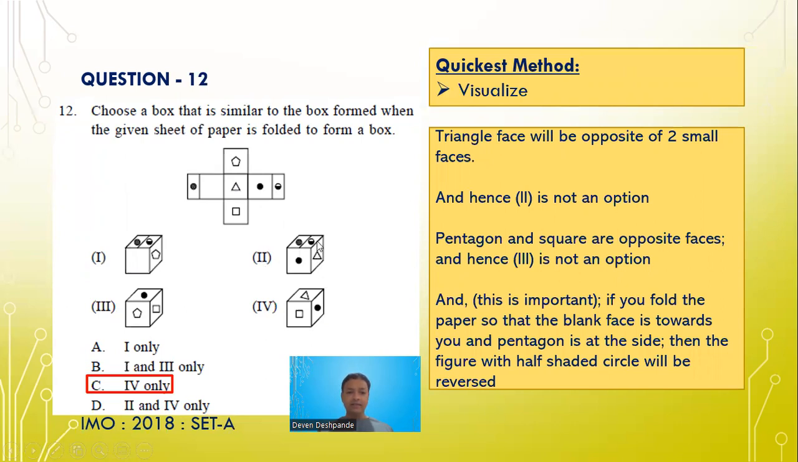Here the triangle is adjacent. This is not the correct option. The pentagon and the square are opposite faces. So option 3 is not the option, because the pentagon and square are adjacent here. They should be on opposite sides.